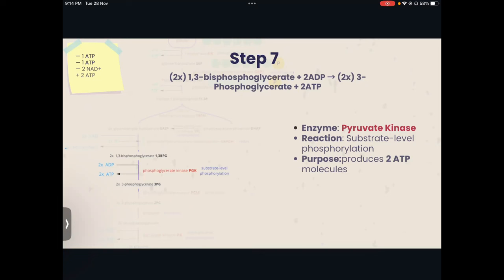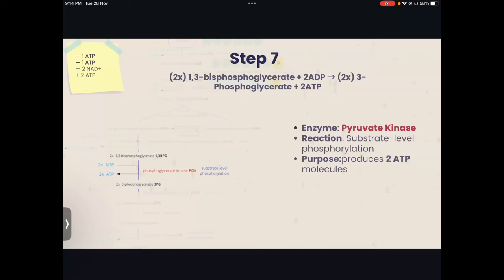Where did this phosphate go? It was transferred to ADP. And by this transfer of phosphate to ADP, you obviously have now ATP. And this is the first step which creates ATP in the process of glycolysis. And this is via substrate level phosphorylation. That's why this is the process by which ATP is produced here.